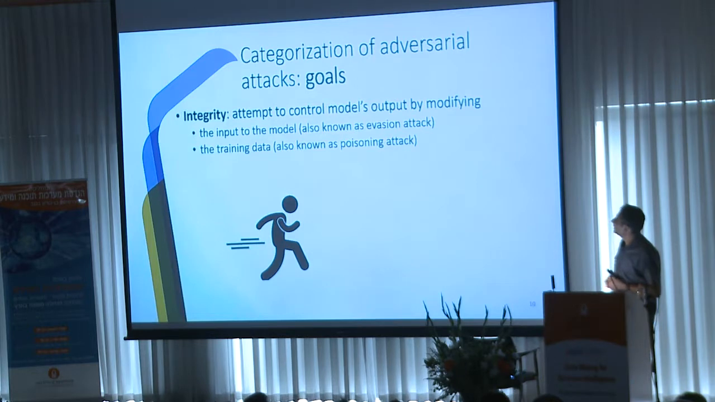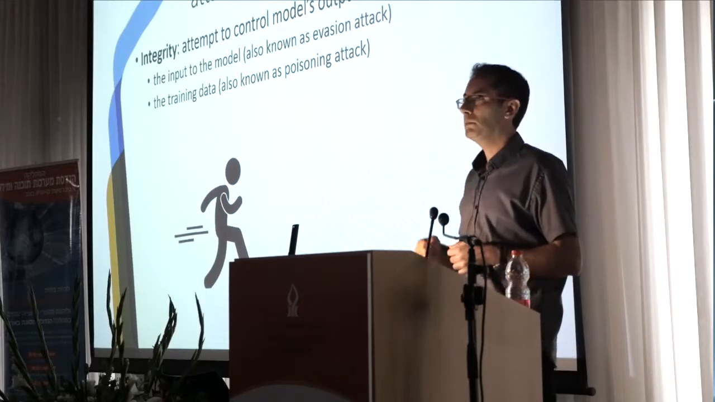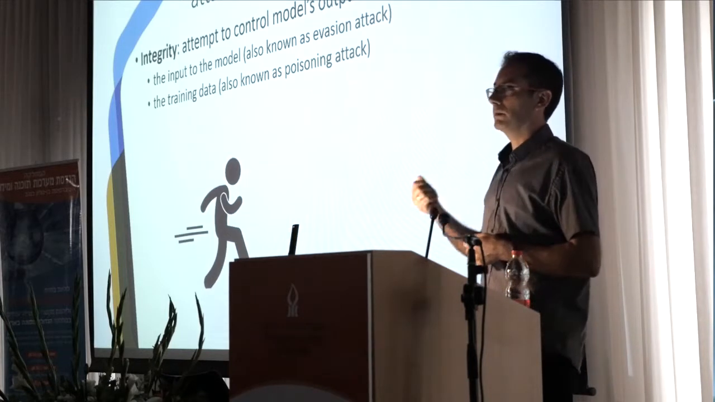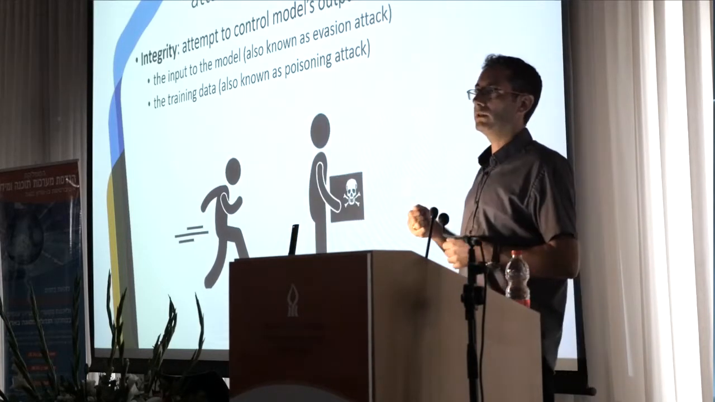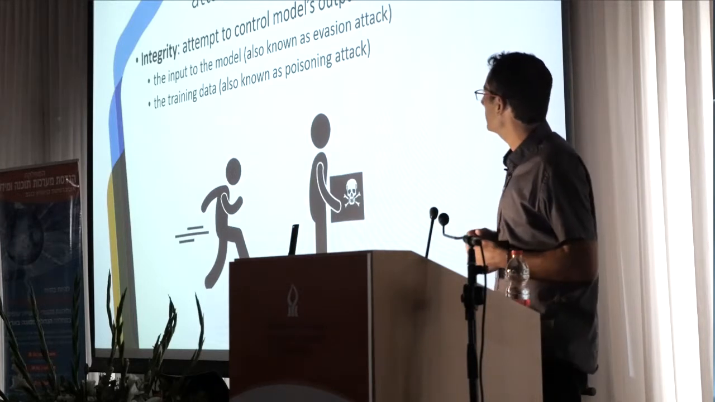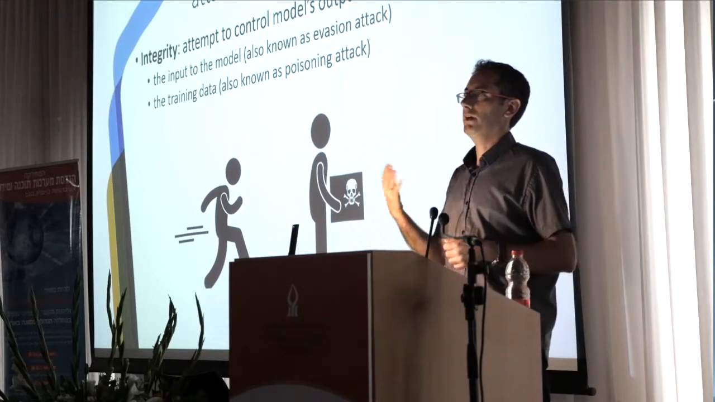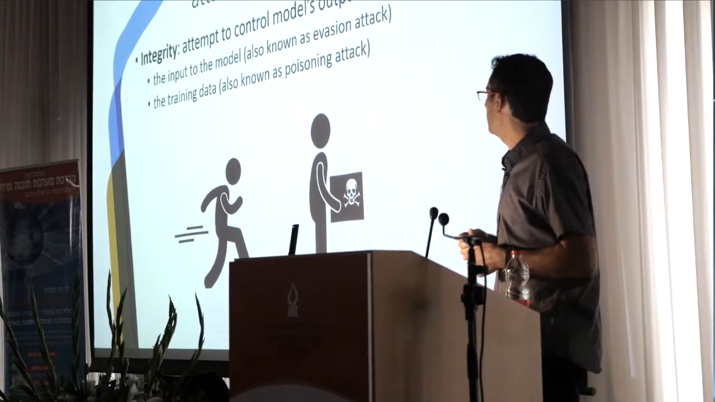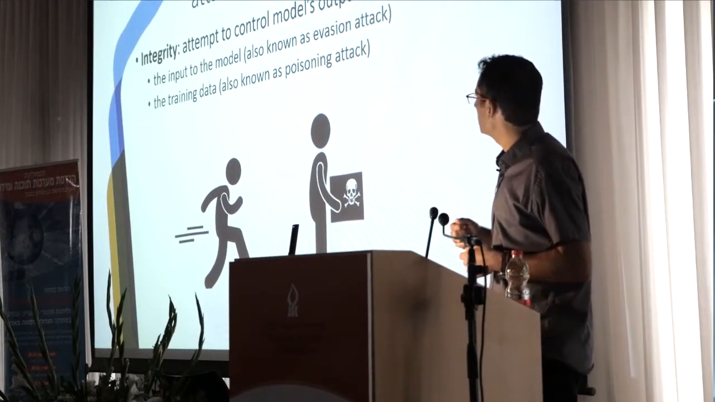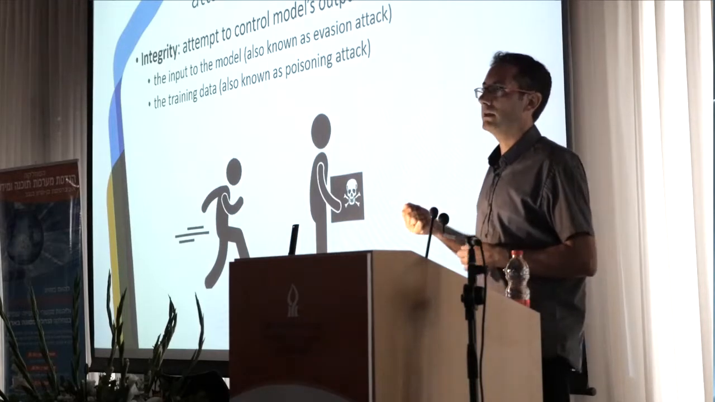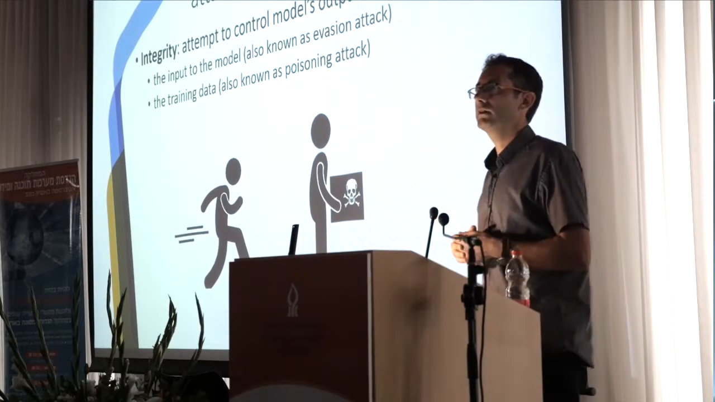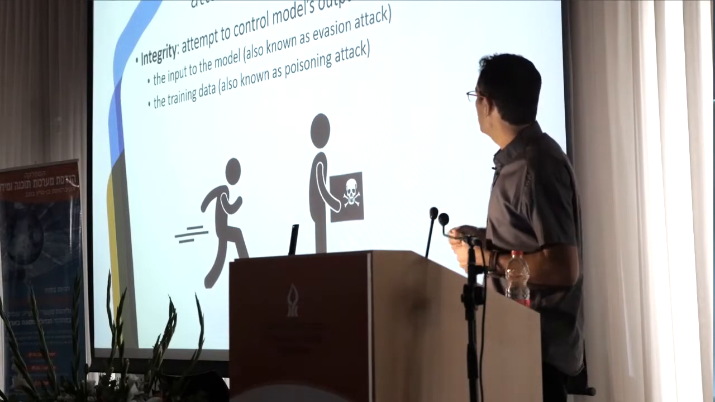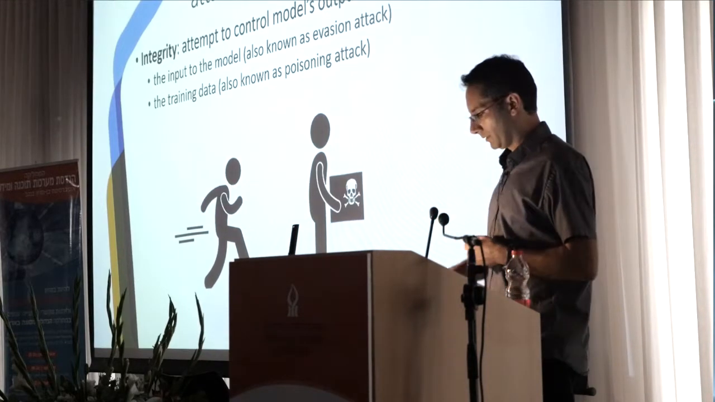I can compromise the integrity of the model by manipulating the input in order to make the model classify the input incorrectly. This is called an evasion attack. Or, if I have the ability to affect the training process or the training data set, I can inject my own data in order to make the algorithm learn wrong concepts, and this is called a poisoning attack.